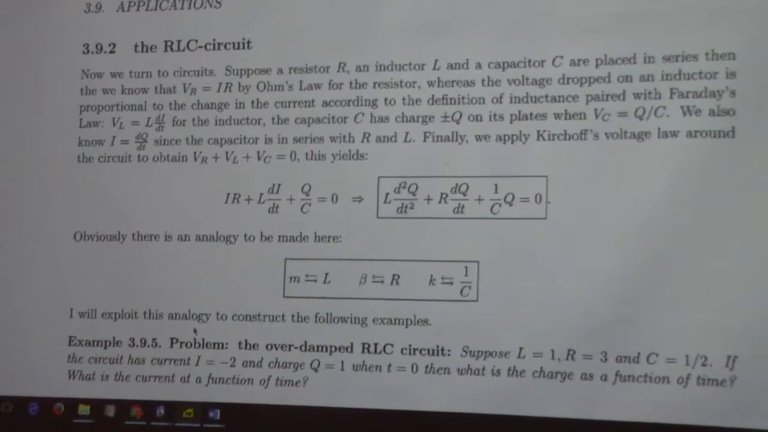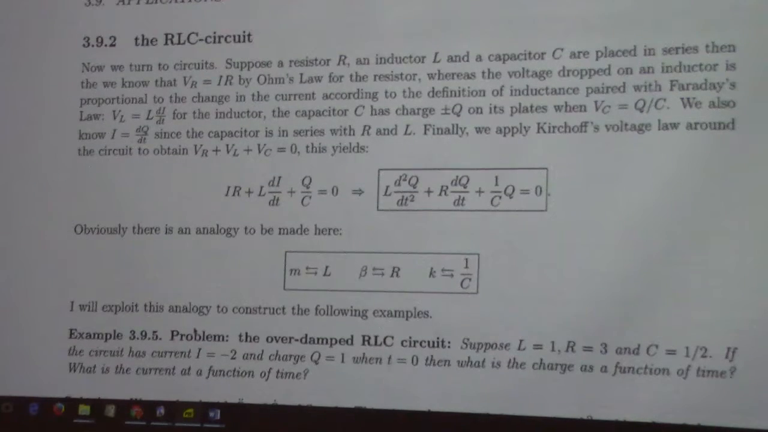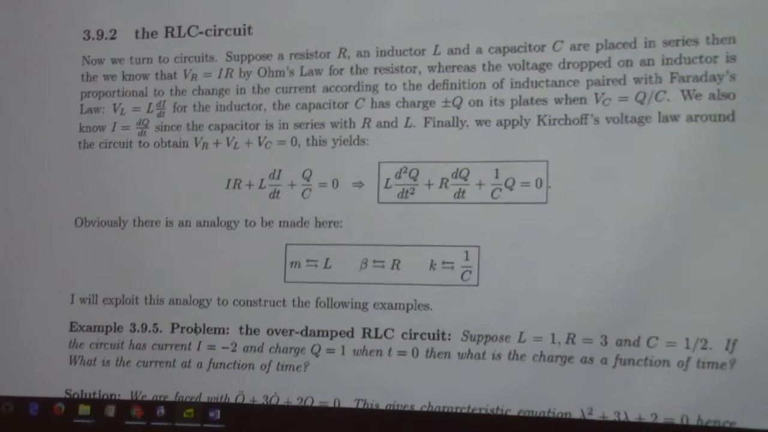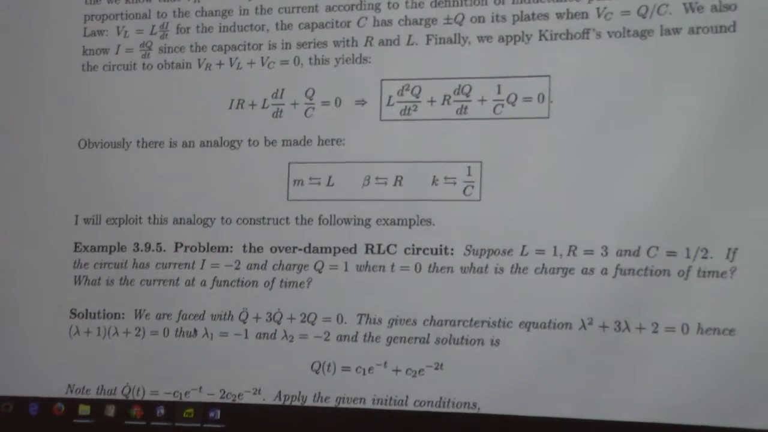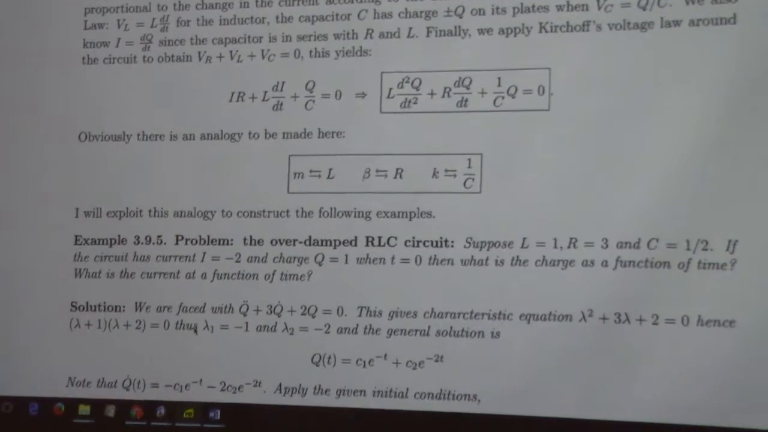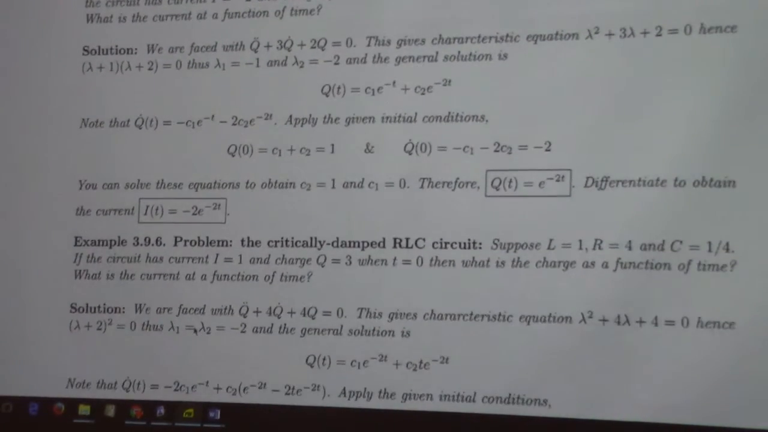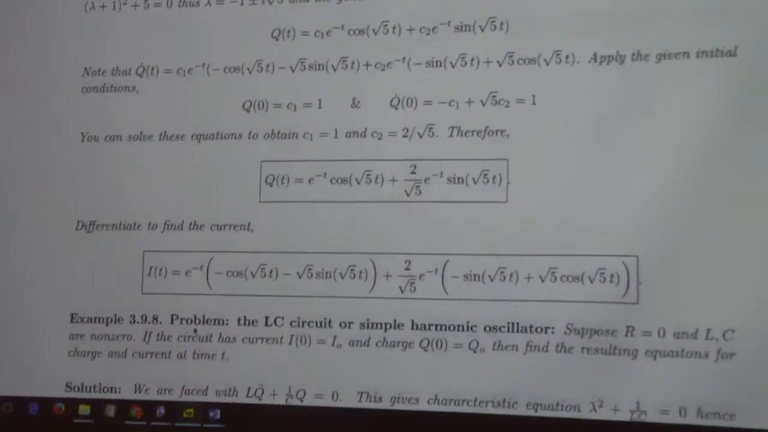So in shock absorbers, you don't really want underdamping. For you electrical engineers, the RLC circuit is the same math. The correspondence is that the mass is like inductance, the beta, the damping coefficient, is like resistance, and the spring constant is like 1 over the capacitance. And so I have some problems like that here.